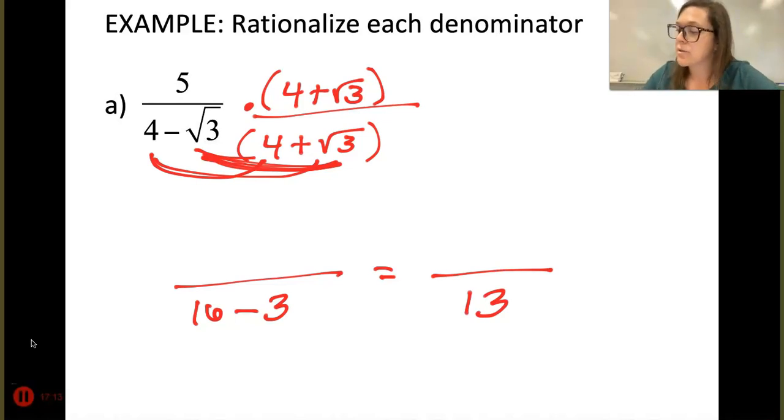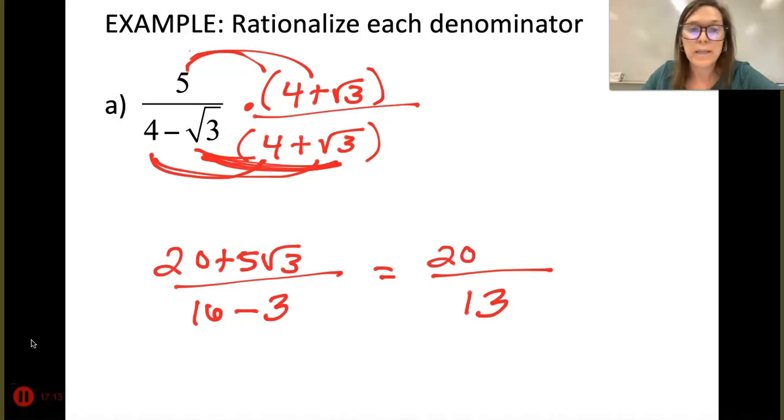Now I have to multiply the numerator through. So multiply, 5 times 4 is 20, 5 times the square root of 3 is 5 square roots of 3. So I'm going to rewrite that over here. So 20 plus 5 square roots of 3.